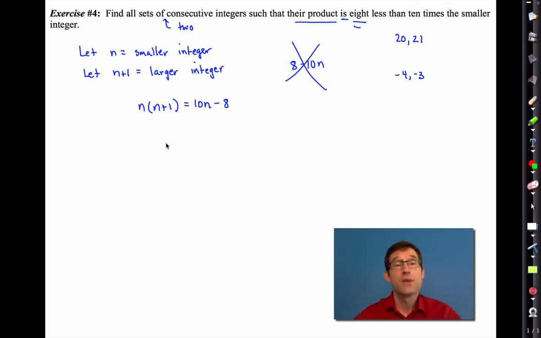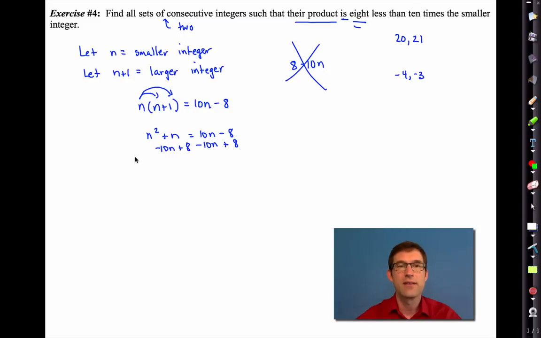All right, so now we're almost on cruise control. Not quite, and in fact, one could argue that the algebra in this problem is much easier than the one in the previous one. N times n plus 1 is n squared plus n equals 10n minus 8. All right, we now need to get everything equal to 0. To do that, I will subtract a 10n and add an 8 to both sides. Nothing combines with that n squared, and then n minus 10n is negative 9n. 0 plus 8 is positive 8, equal to 0.